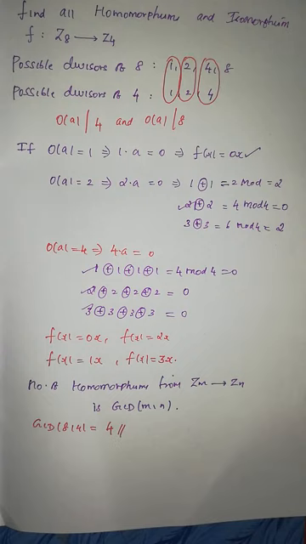So this is a way to find the number of homomorphisms. The total number of homomorphisms can be found by GCD of m comma n. It tells the number of homomorphisms. And what are the homomorphisms? You need to follow these steps to find them. Now this is very important.